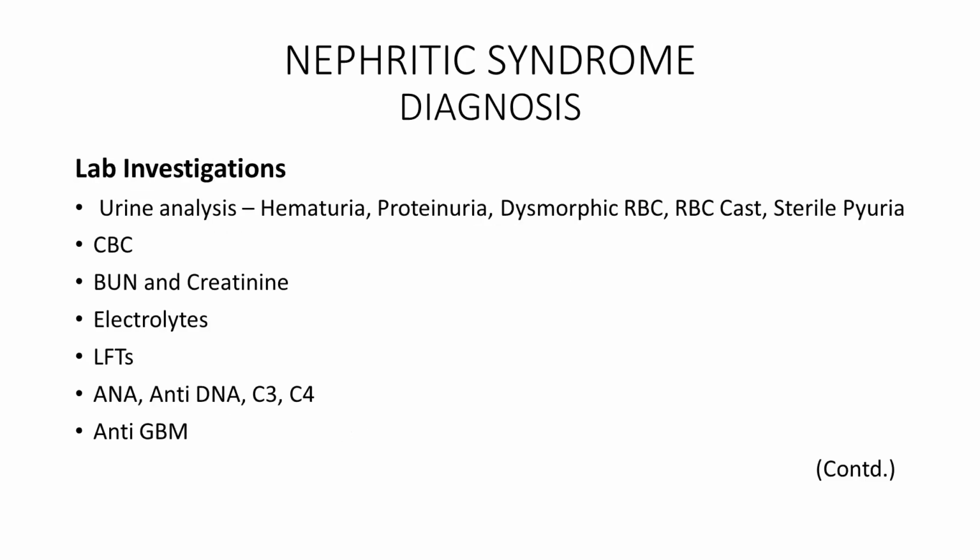In lab investigation and urine analysis, we will find hematuria, proteinuria, dysmorphic RBC, casts, and cytopenia. Then we have to do CBC to exclude different types of hemolytic anemia, raised urea and creatinine to establish impairment of kidney functions, electrolytes, LFTs, ANA, anti-DNA, C3 and C4 to exclude SLE, and anti-GBM antibodies for Goodpasture syndrome.